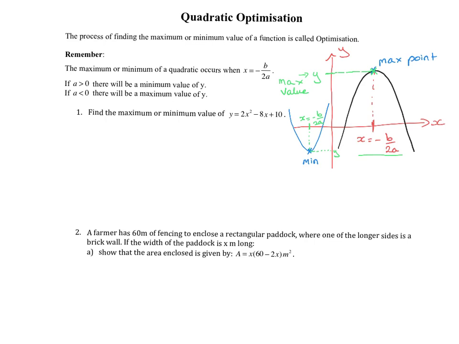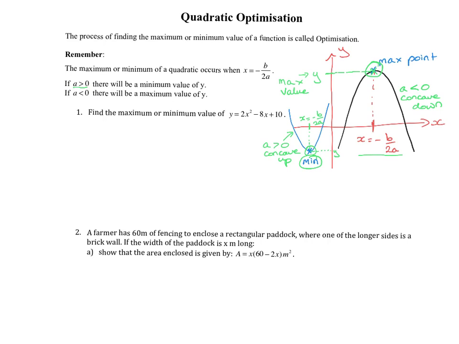Now remember, if a is bigger than 0, there will be a minimum value of y. When a is bigger than 0, it's concave up. So if a parabola is concave up, then it has a minimum point here, a lowest point. If a is less than 0, it's concave down, which means it'll have a maximum point. Okay, so let's use all that knowledge to do our first problem.